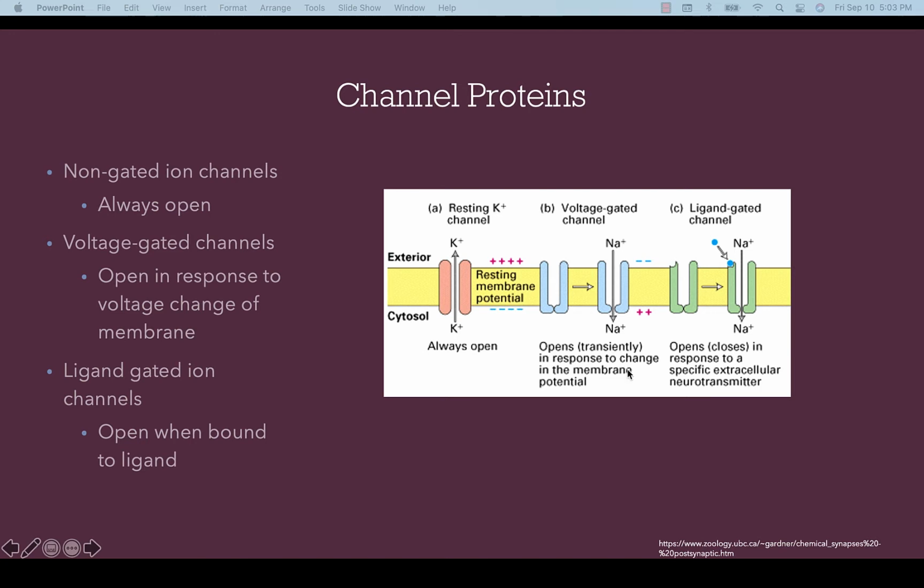So we'll get into this a little bit more in detail when we talk about the nervous system, but for now, just kind of understand the difference between these 2 types of channels.